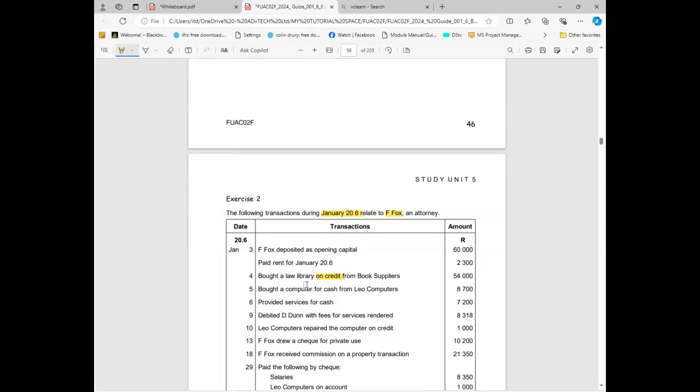Because for me, if they say law library, a library is a building. Sorry, sir, I wasn't sure. No, it's okay. Unless they said law library website, it was supposed to be an intangible asset. But it will still be an asset.